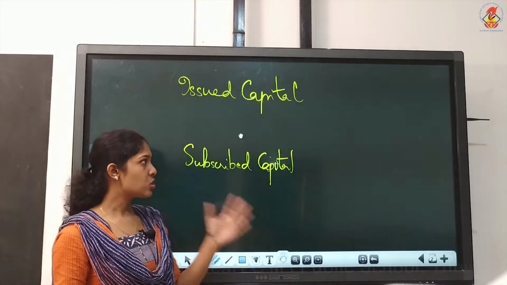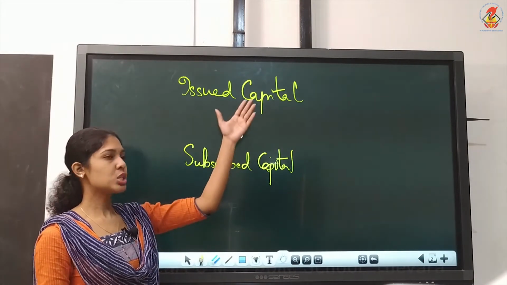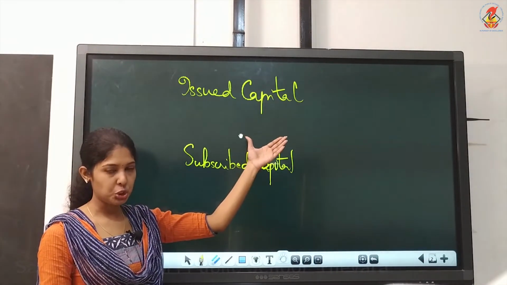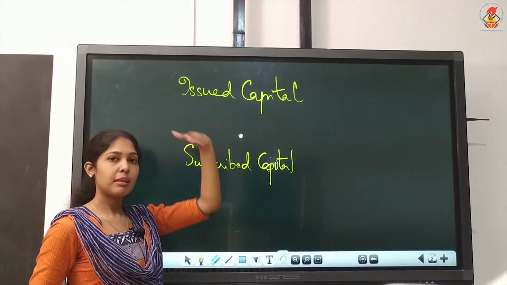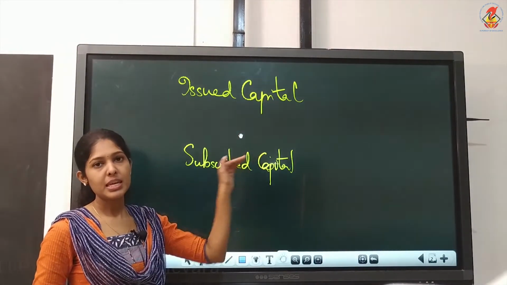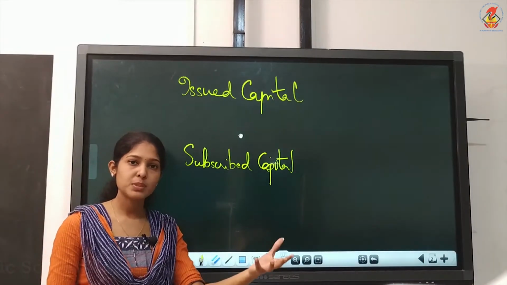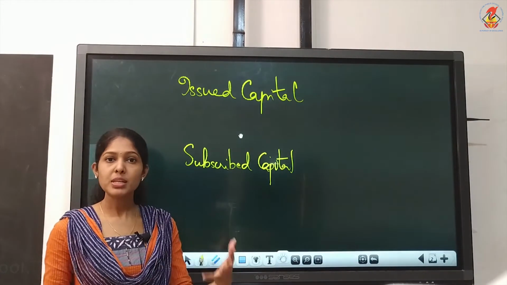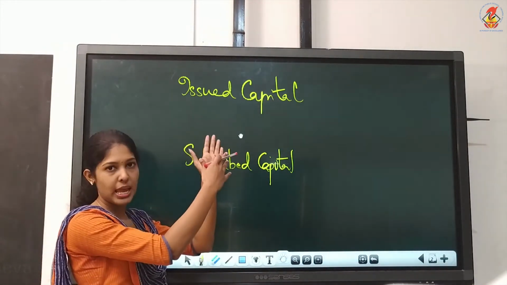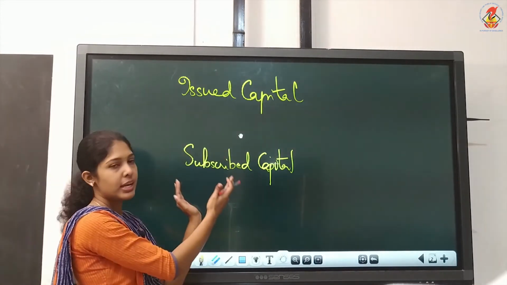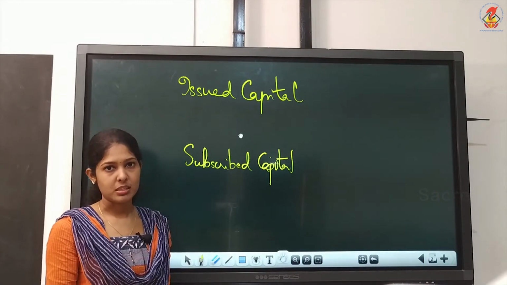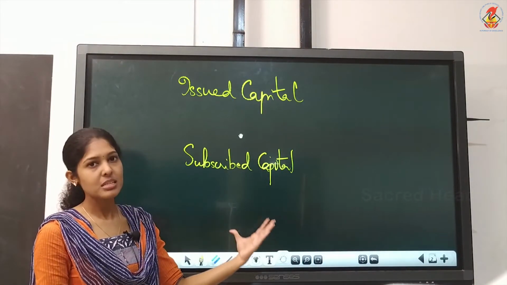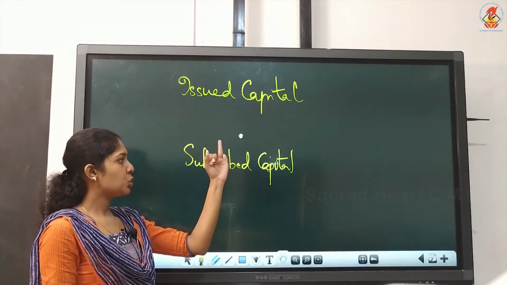Clear? So it is not necessary that all shares that the company issued will be subscribed by the public. Sometimes it can be more than that, sometimes it can be less than that. That is called oversubscription and undersubscription. Sometimes they will subscribe the whole shares issued, like 75,000 issued, 75,000 subscribed by the public. There are different situations like this. So I hope you understood these three terms: authorized, issued and subscribed.